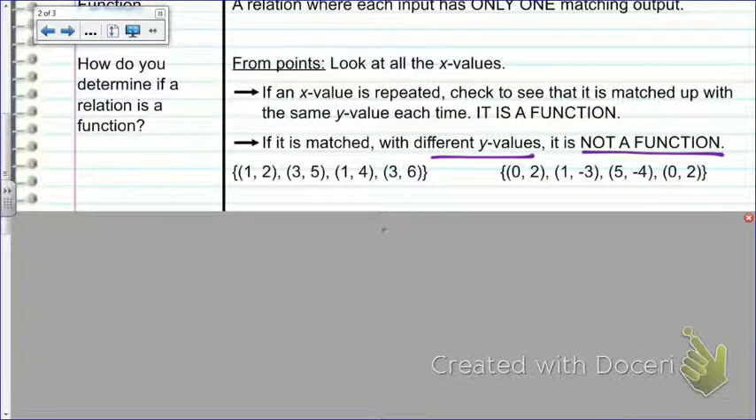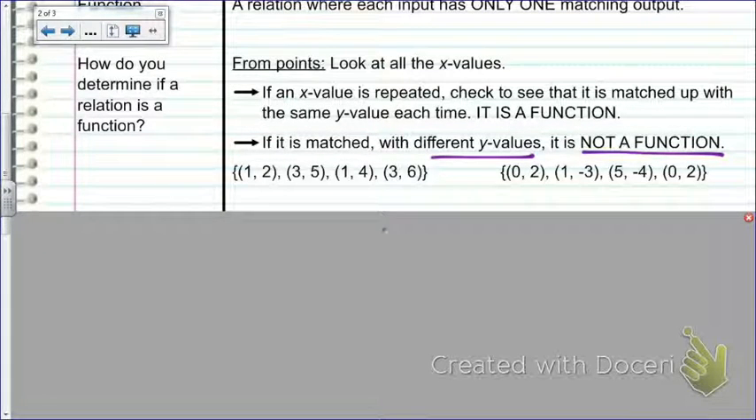So for this first example, I'm giving you two different sets of points. So the left is one set and the right is a second set. Okay, so these are two different examples. These sets are in curly brackets because when we are listing coordinates, we want to put them in curly brackets to show that they all go together. So curly bracket actually means a relation. So these are all relations because they have x's and y's attached to each other.